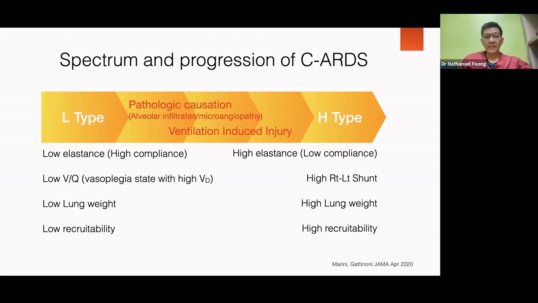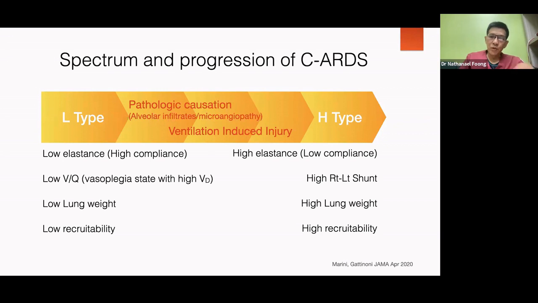and recruitability. Now, I don't see it as two distinct spectrums of disease, but rather more of a continuum of the disease process itself, where the L type will progress towards the H type, and most of them will end up in the ICU, where the H type constitutes about 20 to 30% of the patients.